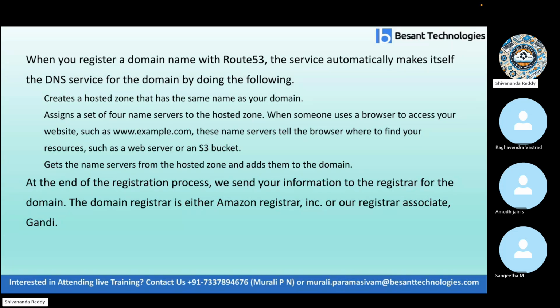When someone uses a browser to access your website, such as www.example.com, those name servers tell the browser where to find your resources, such as a web server or S3 bucket. Route 53 gets the name servers from the hosted zone and adds them to the domain. At the end of the registration process, we send your information to the registrar for the domain. The domain registrar is either Amazon Registrar Incorporation or our registrar associate.